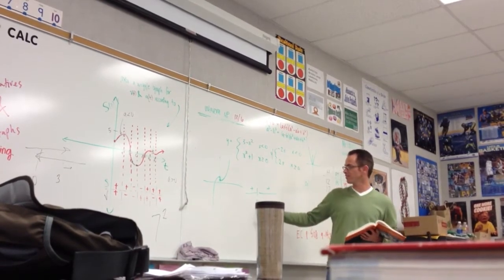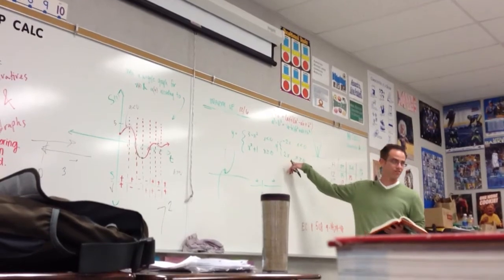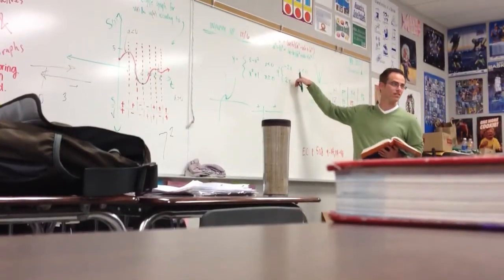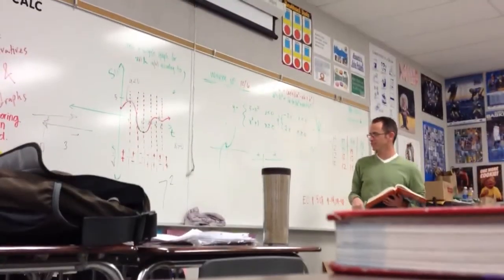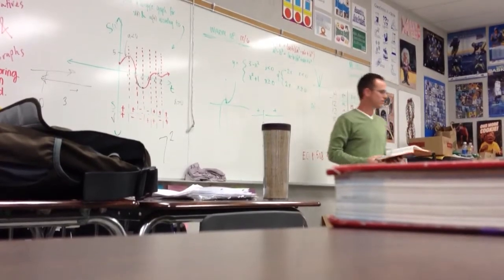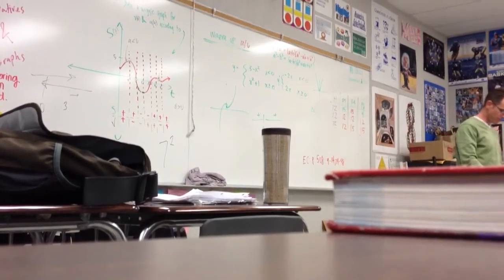The only zero is 0, and 0 is not even in the domain of this one, so you really can't even use it. The only thing we can really do with a wiggle graph is that. It's just not a very interesting piece there. I don't like that problem very much.